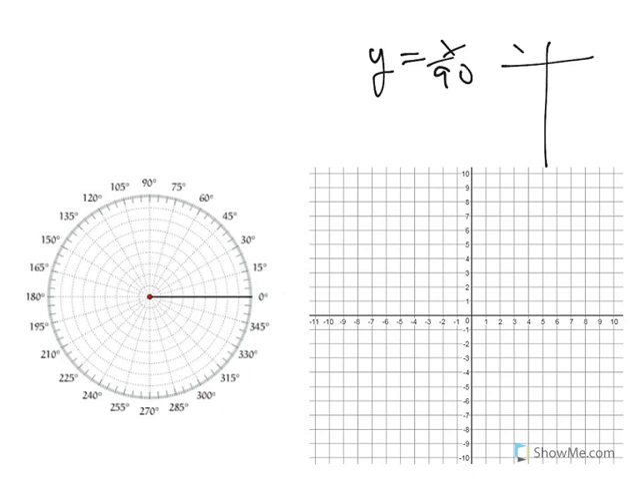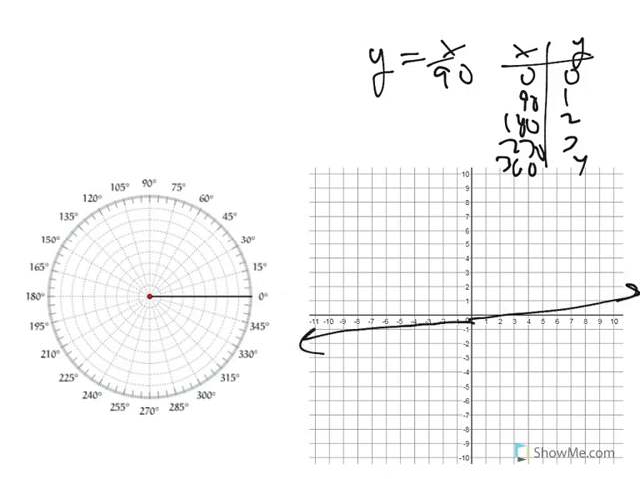If I were to make a little xy chart to find ordered pairs, 0, 90, 180, 270, 360, I would get 0, 1, 2, 3, 4. And if I graphed it, I would get a very flattish line.